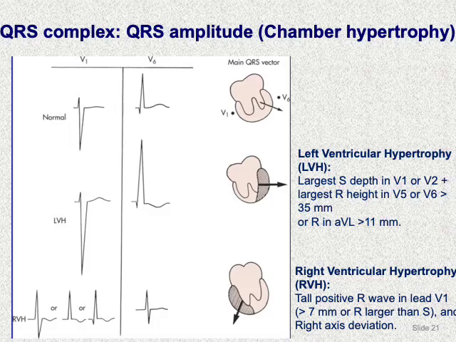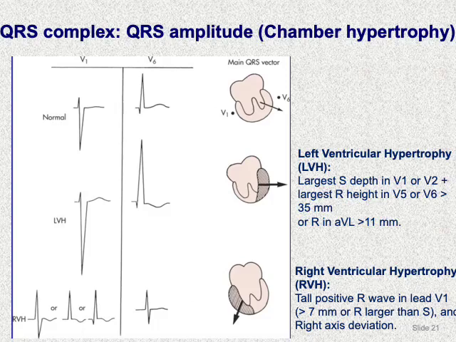There is the Sokolow-Lyon index, which is the sum of the S wave depths in V1 or V2 plus the largest R wave of V5 or V6. If this sum is more than 35 millimeters, let's say 7 large squares, this is left ventricular enlargement.